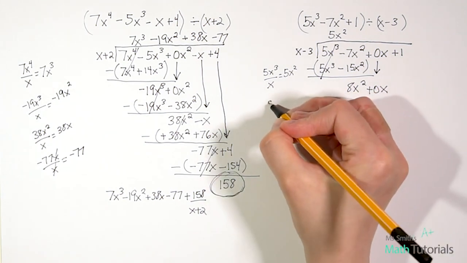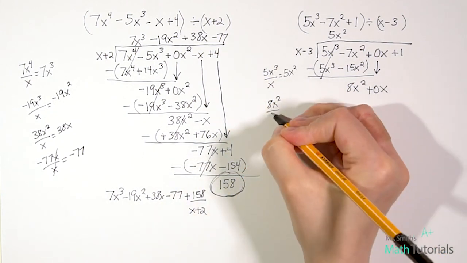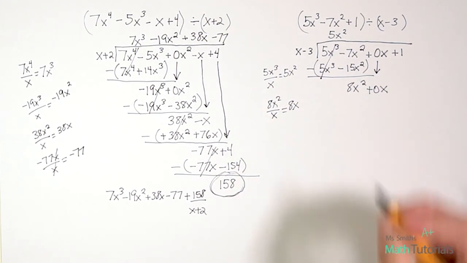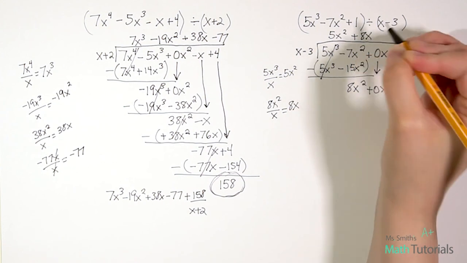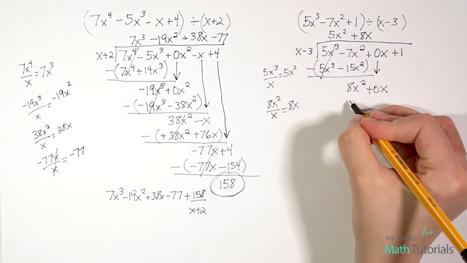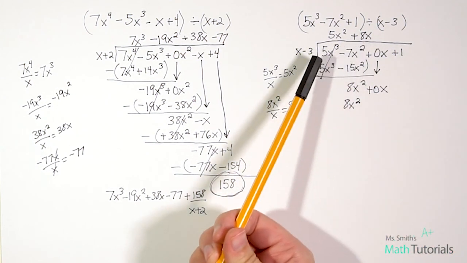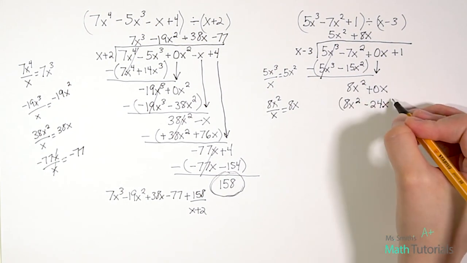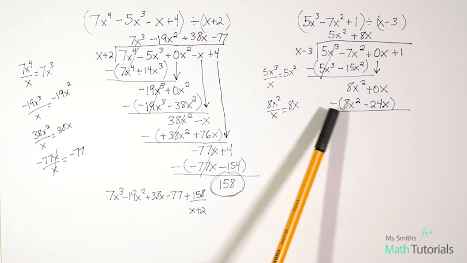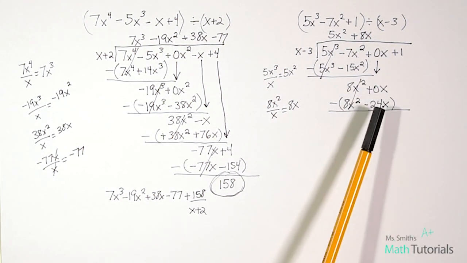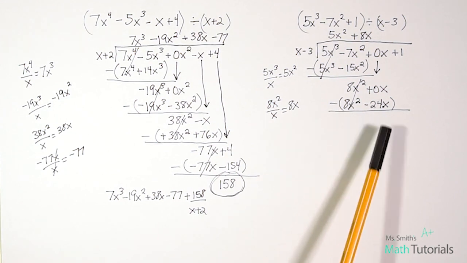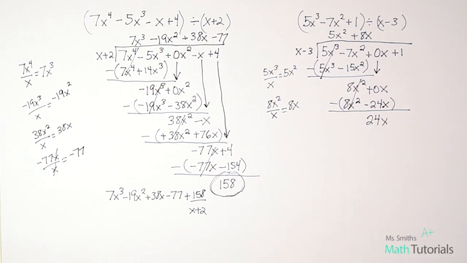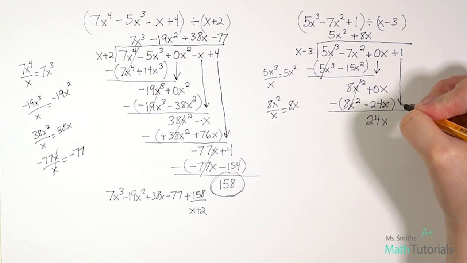So we've got 8x squared divided by x. 2 minus 1 is just an 8x. So we've got our positive 8x. Multiply it out. 8x times x is 8x squared. 8x times negative 3 is a negative 24x. We want to subtract. 8x squared minus 8x squared cancels, as it should. 0 minus negative 24x. So that ends up being a positive 24x. We bring down our 1. This is our last one to bring down.